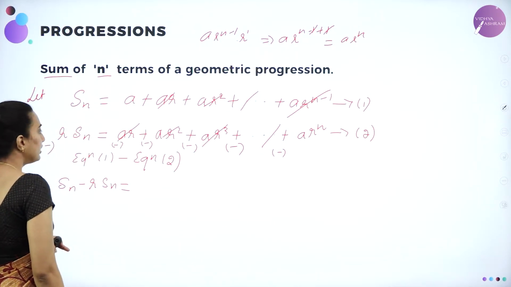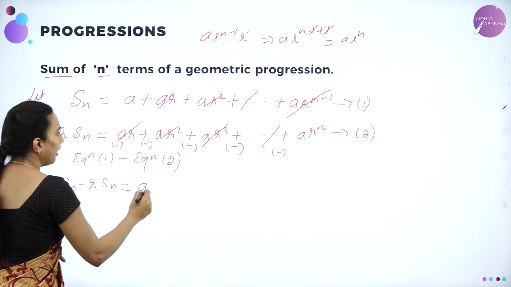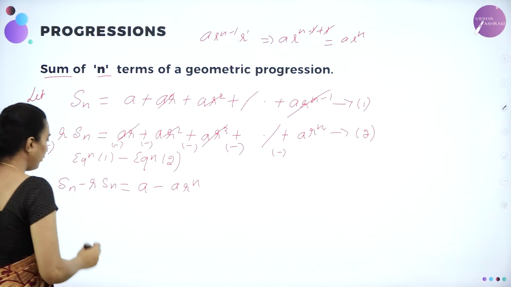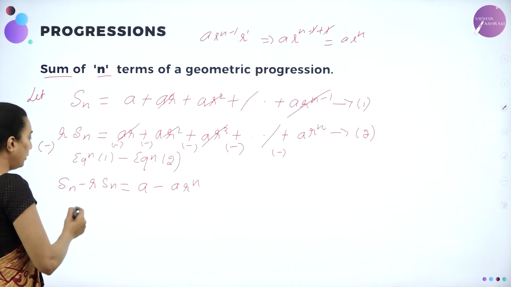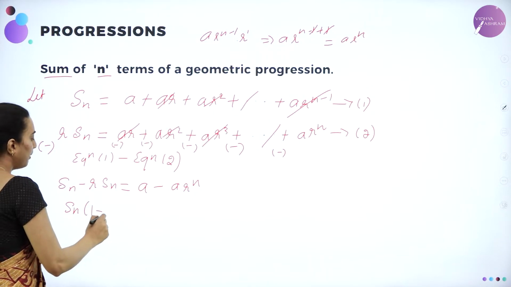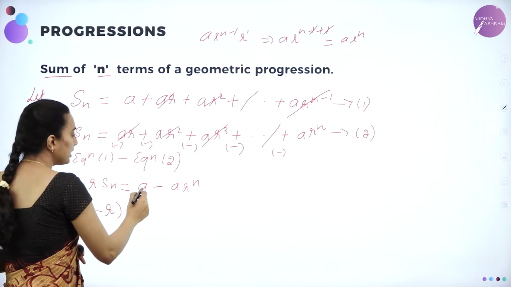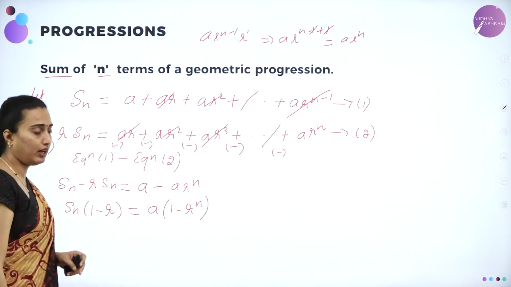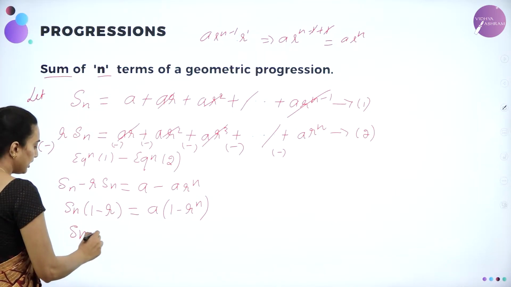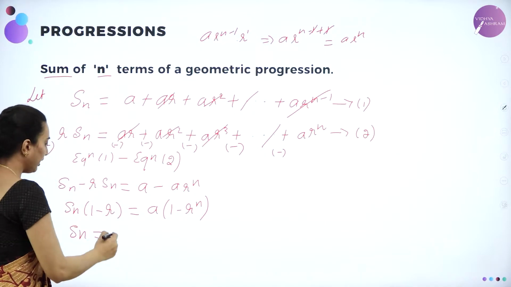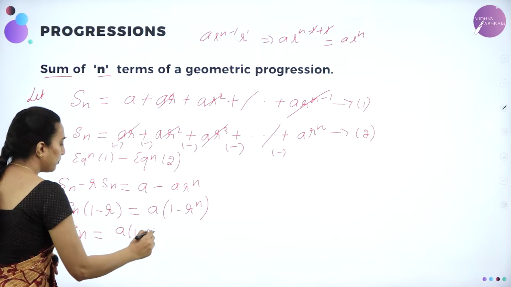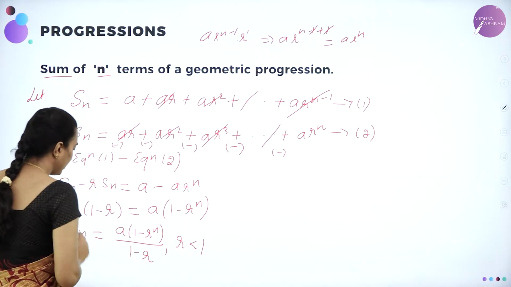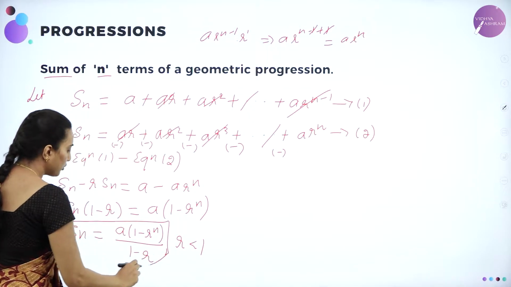Now this will be equal to, first is positive A, and the remaining second term is minus AR to the power of n. Therefore you can take Sn as common factor, which will be Sn into 1 minus r, which implies you can take A as common factor, 1 minus r to the power of n. So you can take Sn as it is and cross multiply the remaining 1 minus r. So Sn is A into 1 minus r to the power of n divided by 1 minus r, where r is lesser than 1. So this is the formula for the sum to n terms of a GP when r is lesser than 1.